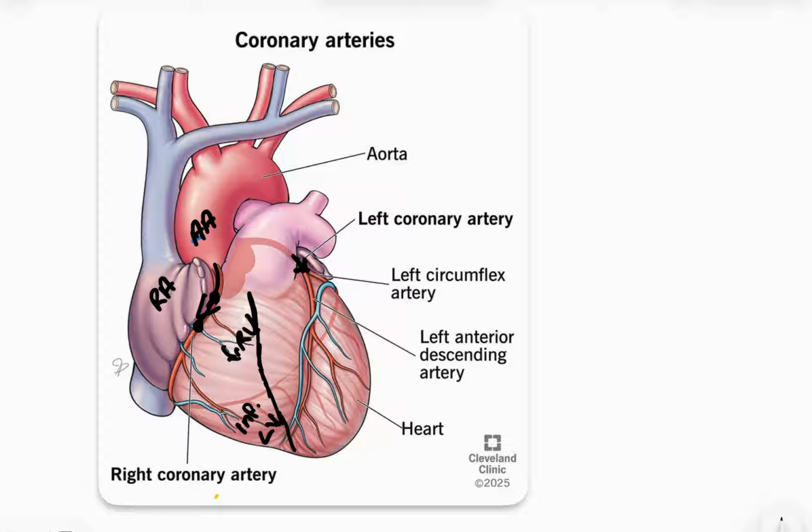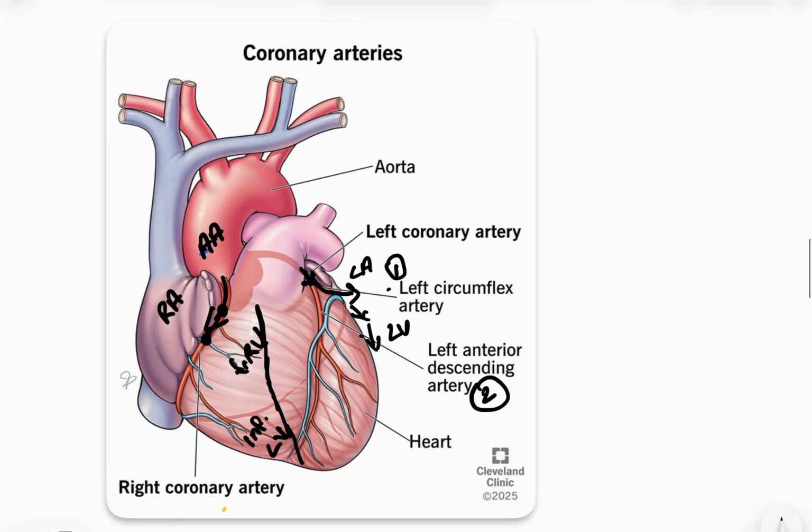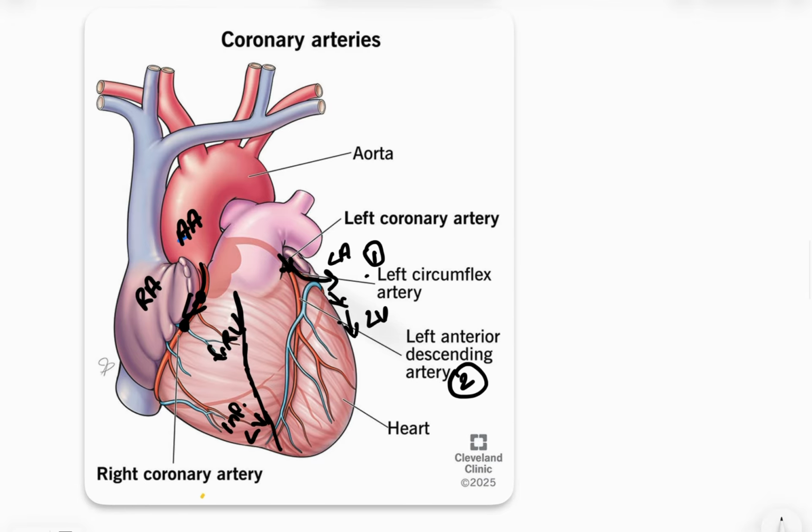Then we studied that the left coronary artery has two branches, the left circumflex artery and the left anterior descending artery. The left circumflex artery provides blood supply to the left atrium and also the posterior and lateral walls of the left ventricle. The left anterior descending artery supplies a very important part of the heart, that is the anterior part of the left ventricle and the apex of the heart.